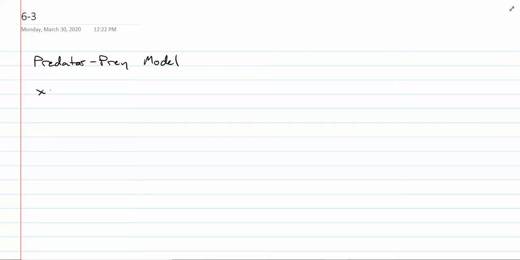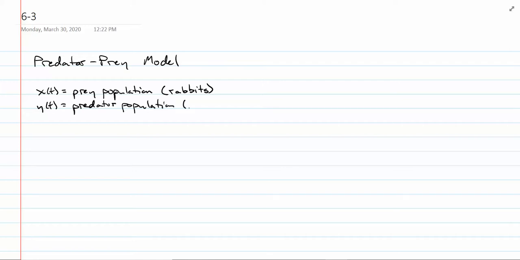So let's let x of t equal the prey population. We'll think of those as maybe being rabbits. y of t is going to be the predator population. We'll think of those as being foxes. Fox. I don't know how to say that, but okay.